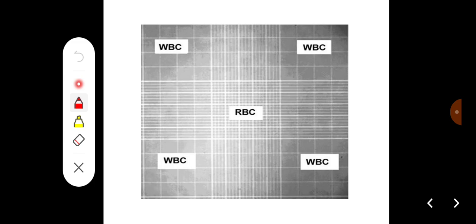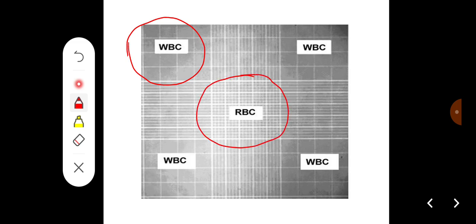So in the physiology laboratory, usually the WBCs and RBCs are counted. The peripheral squares are utilized for counting of WBCs, and the central square is utilized for counting of RBCs, particularly the corner squares of the RBC counting area, that is the medium square and the central square of the medium square, are utilized for counting RBCs.